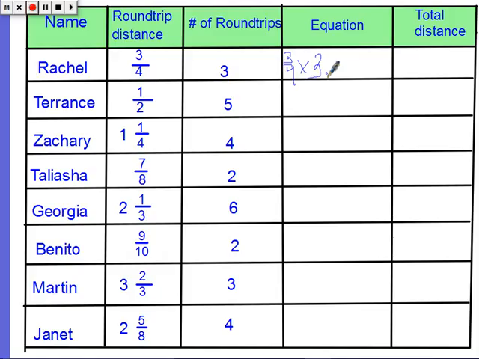I'll do that right here. 9 divided by 4, and I get 2. And what do I have left over? 1/4. So how far did they go?